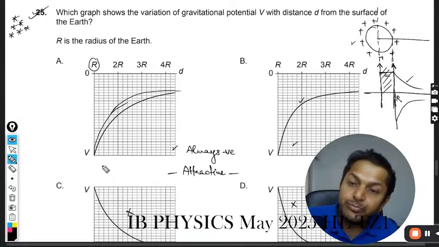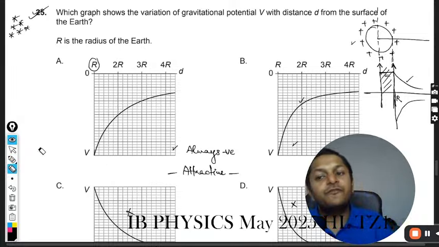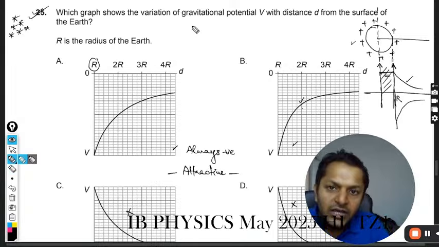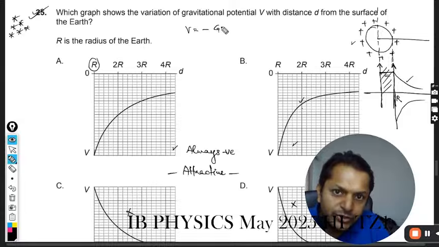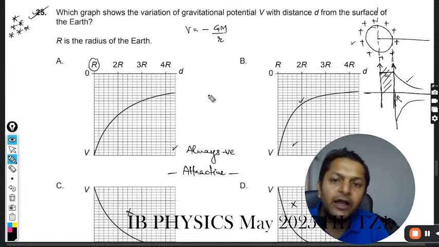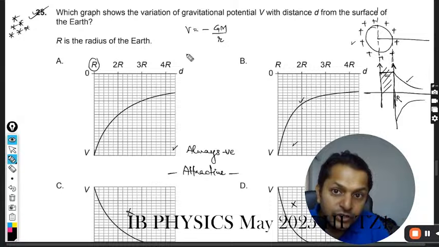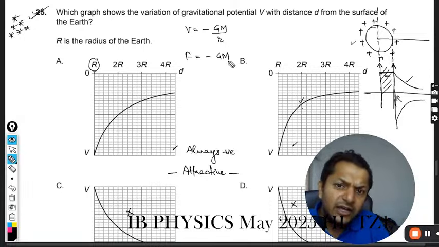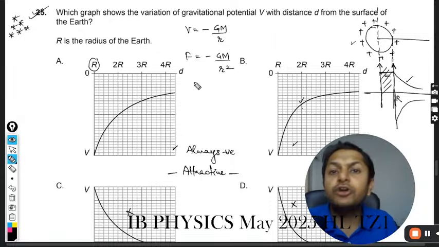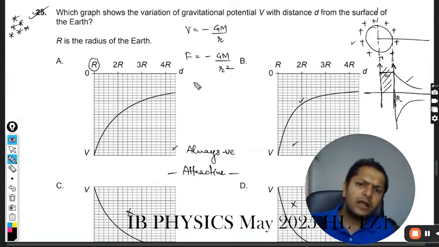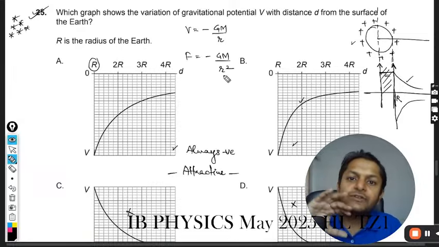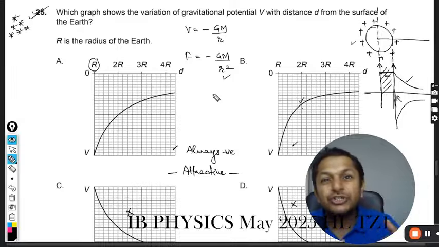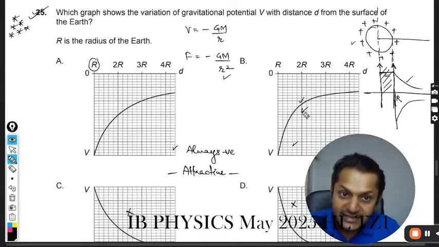So it is more steeper. Now we have to use a bit of our mathematics knowledge. The formula for the gravitational potential is negative GM by R, and the formula for the gravitational force can also be taken as negative GM by R square, because it is an attractive force. So when you draw these two graphs, R square makes a bit more skewed graph like this.